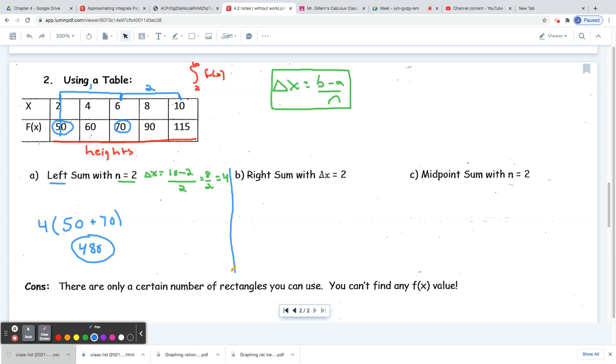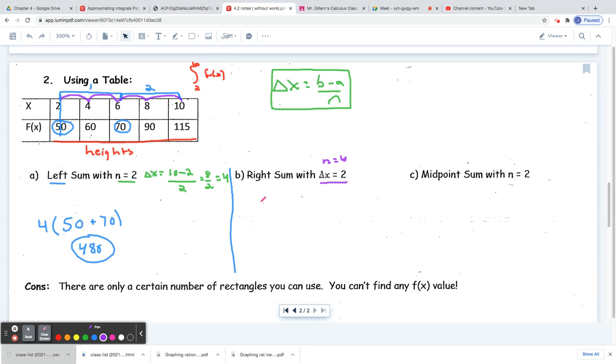All right, now with B, we're given delta x. Delta x is 2. So now, if we start at 2, we're going to have a rectangle from 2 to 4, 4 to 6, 6 to 8, 8 to 10. So we have 1, 2, 3, 4 rectangles in this problem. I know the width is 2, right? The first rectangle starts at 2, ends at 4, then 4 to 6, 6 to 8, 8 to 10, and so on and so forth.